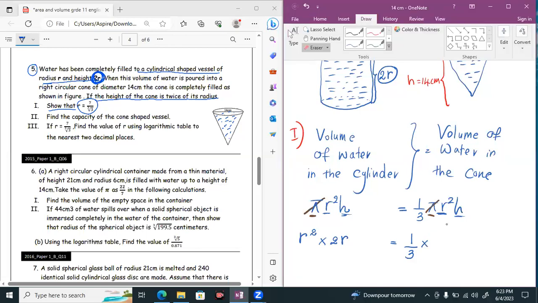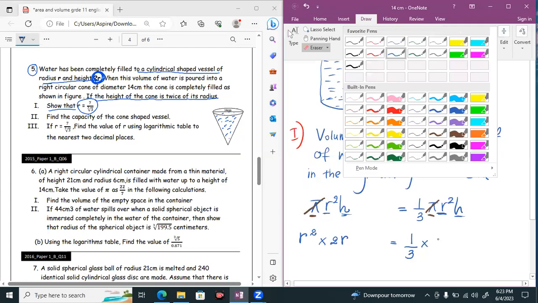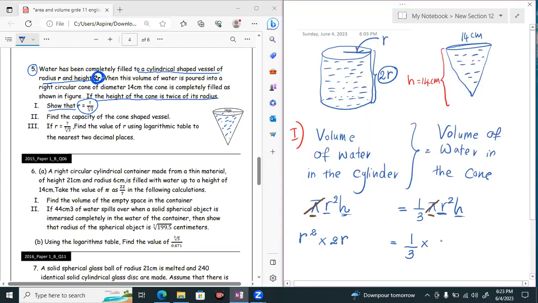Here it is substituted by radius. Then radius should be 7. 7 squared times, here h is 14. That's now okay.